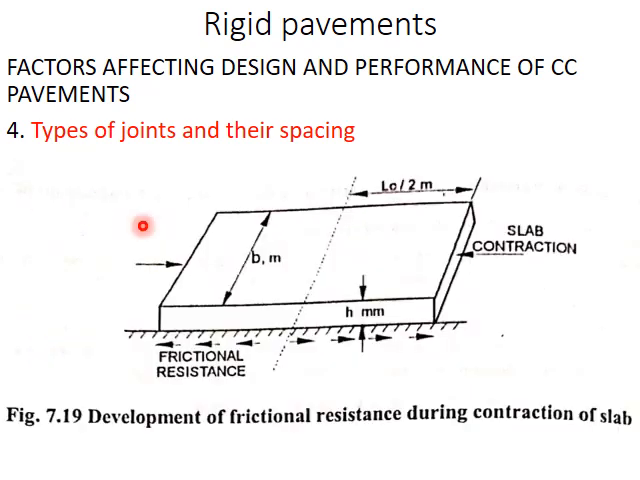So this figure shows the development of frictional resistance during the contraction of the slab. You can see that the slab contracts in this direction and frictional resistance is offered in the opposite direction.